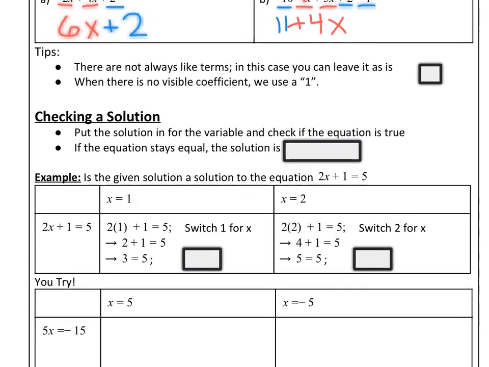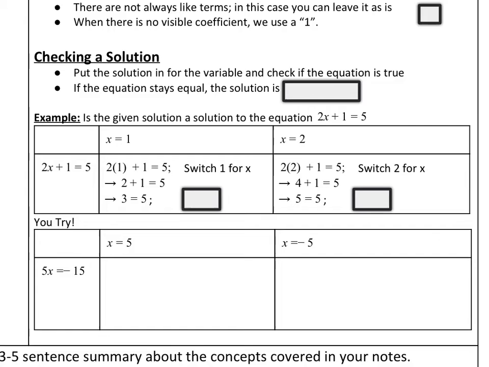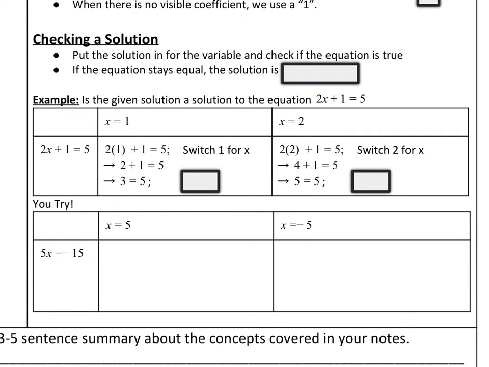Moving on. Lastly, checking a solution. To check a solution, we want to put the solution in for the variable and check if the equation is true. If the equation stays equal, the solution is correct. That is a good solution. That works. Let's take a look at this example.